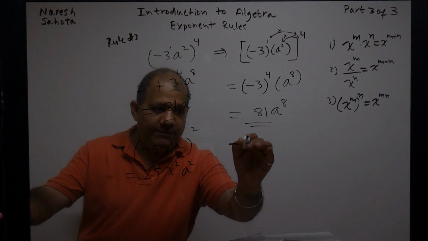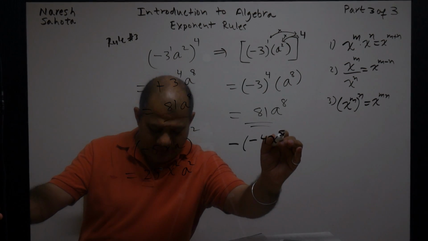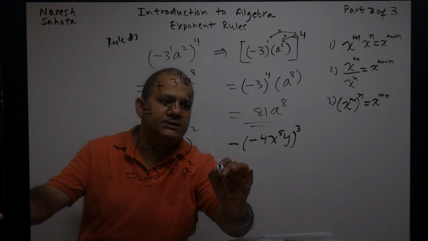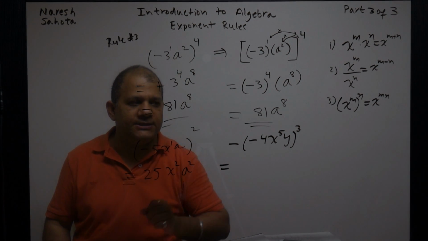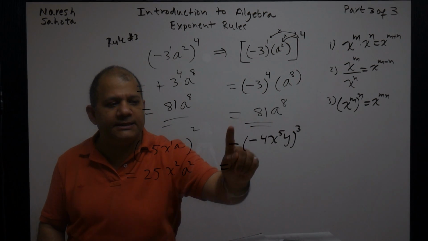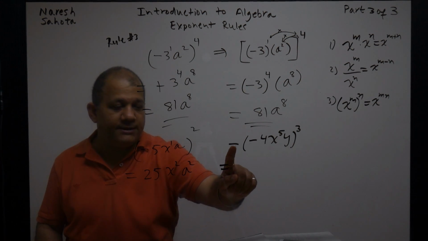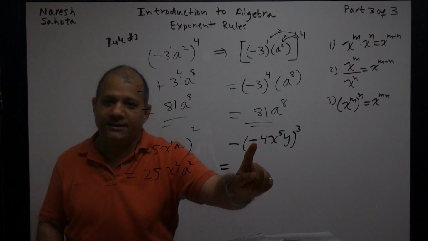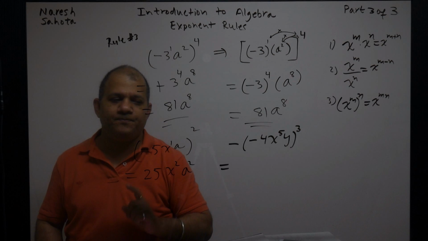Okay, so now here I have a negative on the outside, -4x to the 5y raised to the exponent 3. So what does this become? Now, in this case, what's important to know is that the exponent of 3 does not apply to this negative that's on the outside of the brackets. But the exponent of 3 does apply to the negative that's inside the bracket. Okay? So outside, it's just a factor of -1.